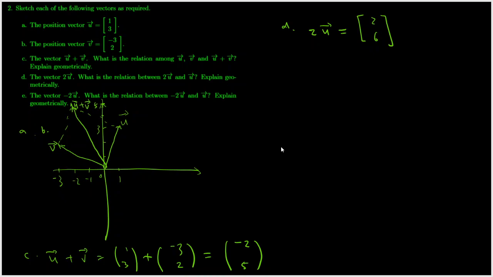We still do a position vector (2, 6). Okay. So that's the vector 2u. So can I just label it here?